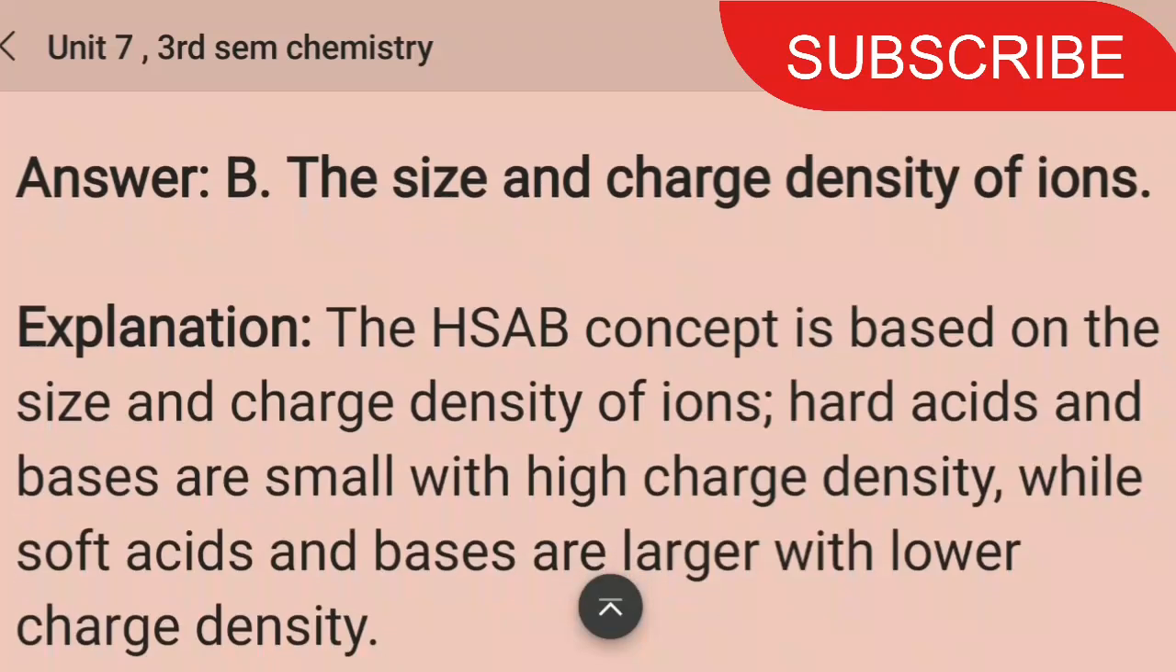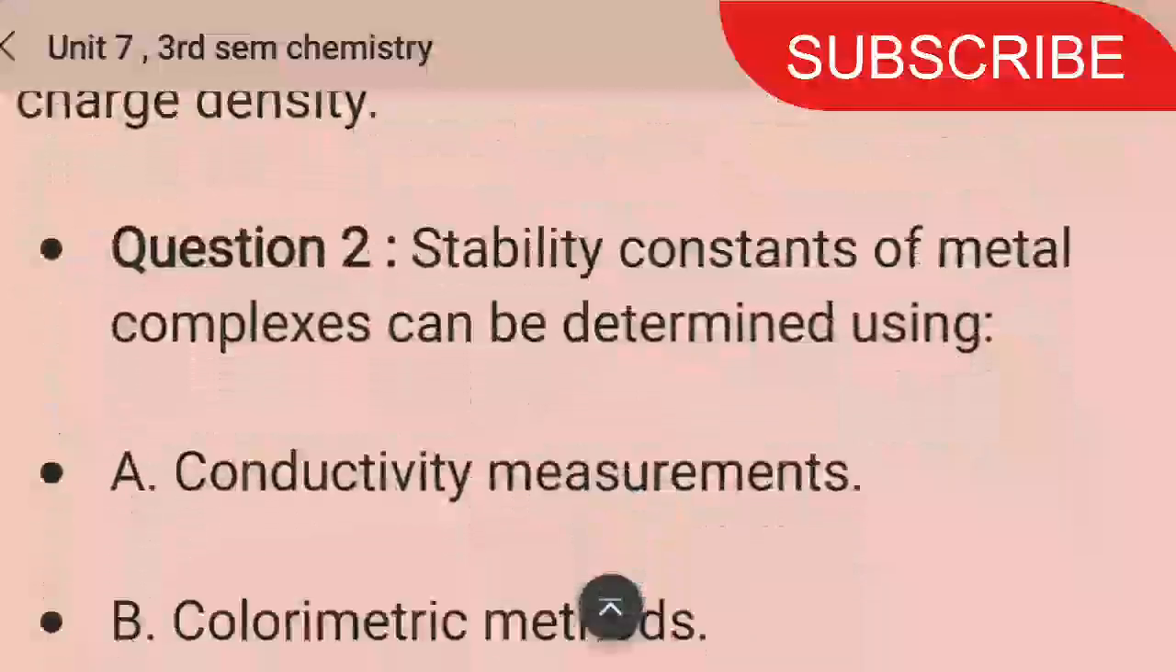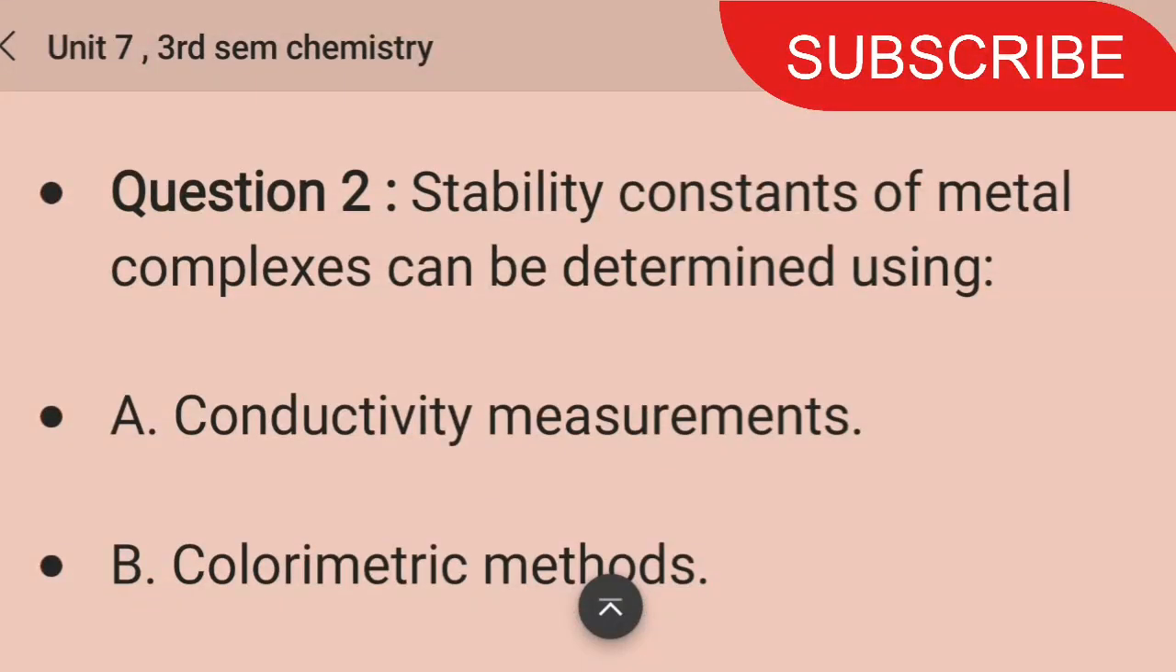Explanation. The HSAB concept is based on the size and charge density of ions. Hard acids and bases are small with high charge density, while soft acids and bases are larger with lower charge density. Next question. Stability constants of metal complexes can be determined using A.